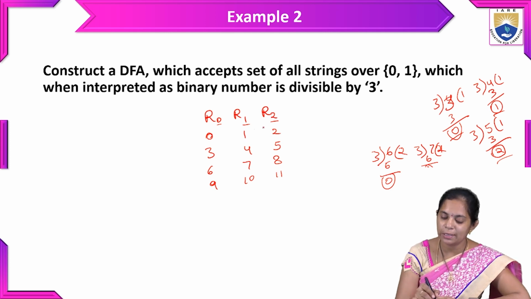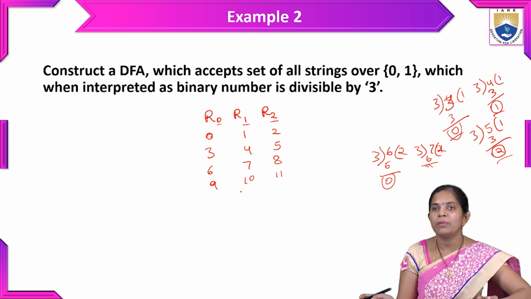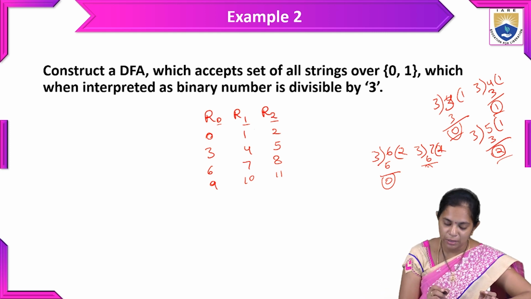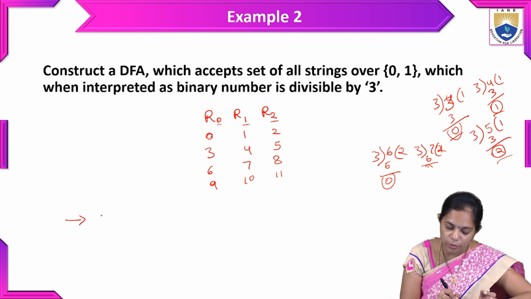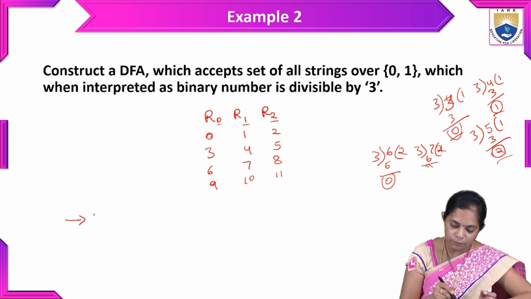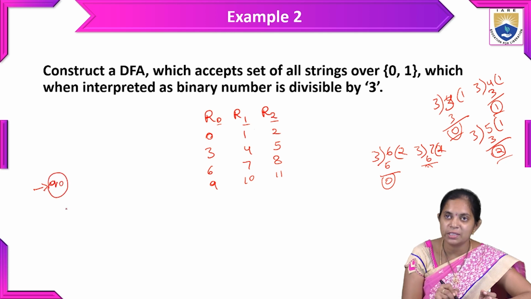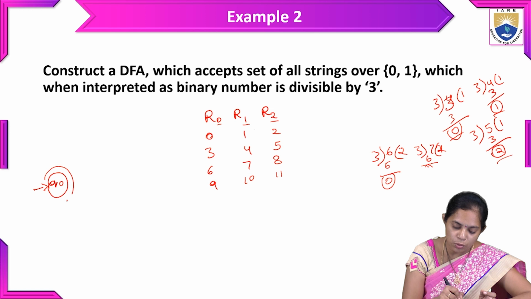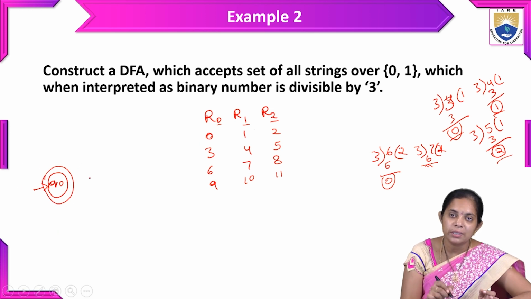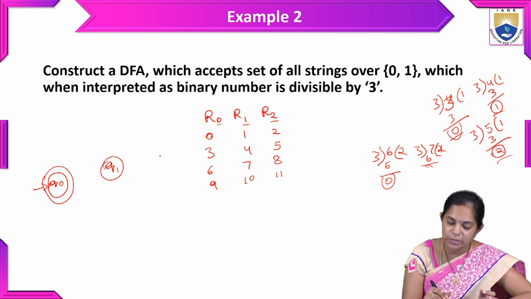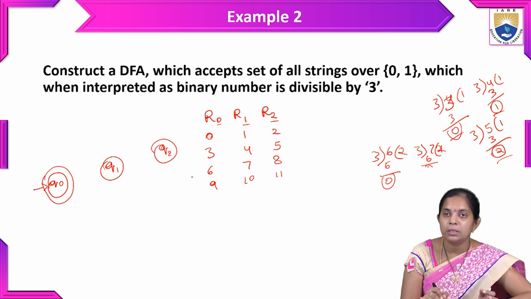So we will get the 3 remainders. For this we need to have three states. So what are those states? Here Q0 is the initial state, which is the 0 remainder, and also it is a final state. Why? Because if we give 0 as an input, it stays in the same state, the initial state only. And Q1, which is the 1 remainder, and Q2, which is the 2 remainder.